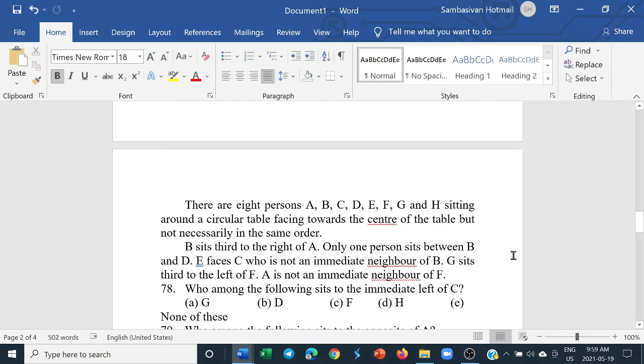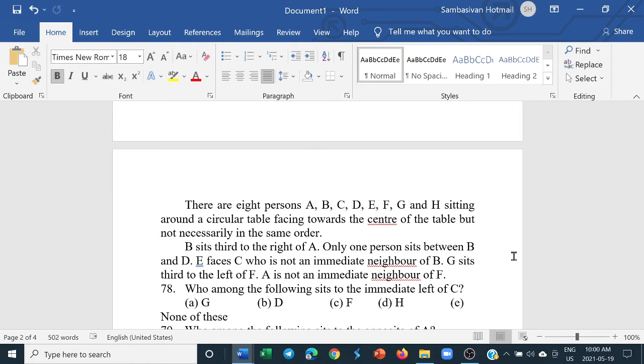G sits third to the left of F. Three spaces must be available, and then only it can be G sits third to the left of F. If F is here near A, then G will come near B.